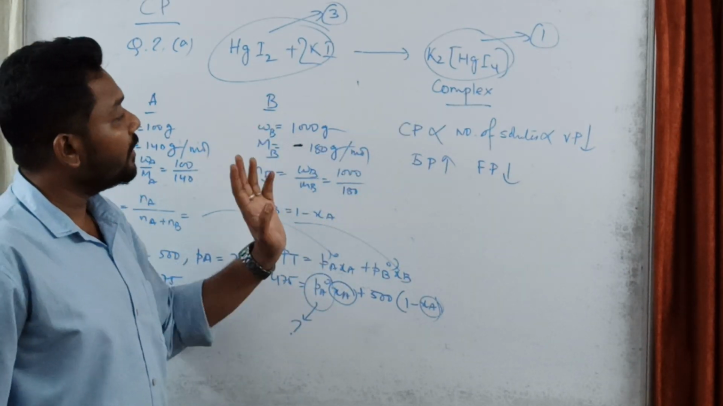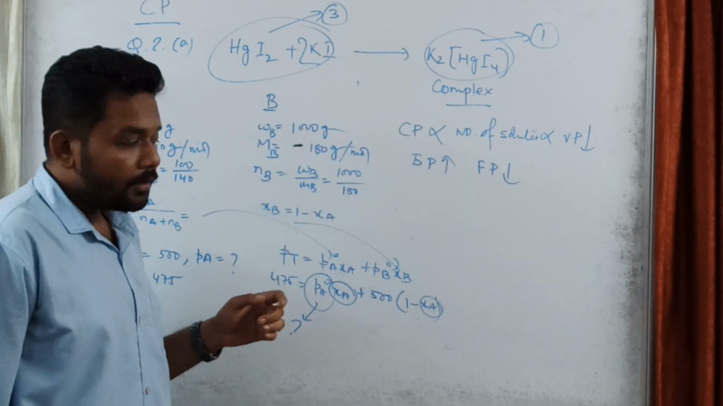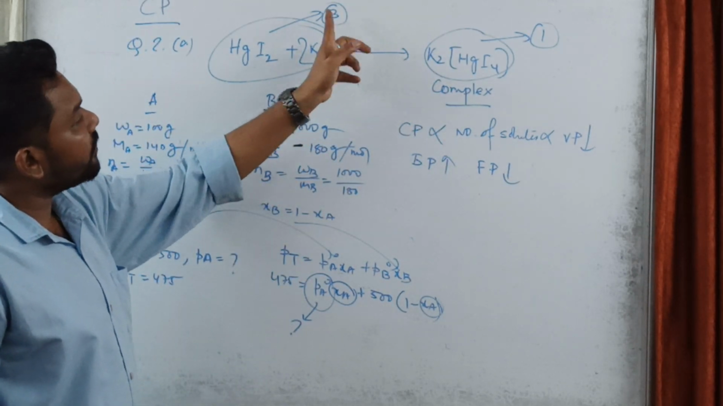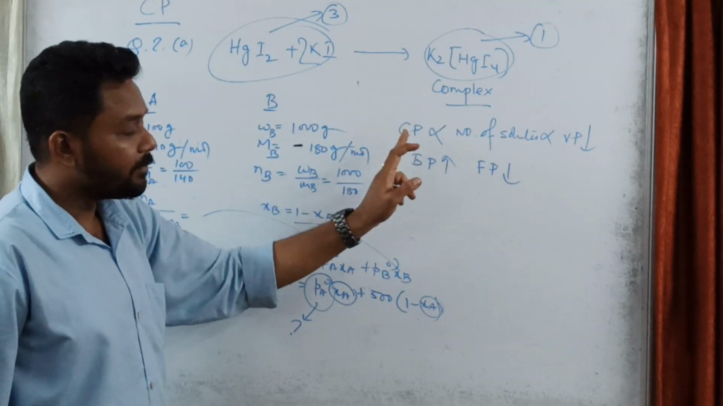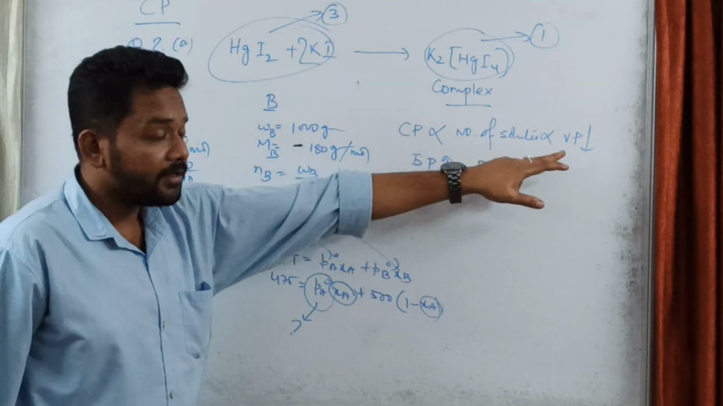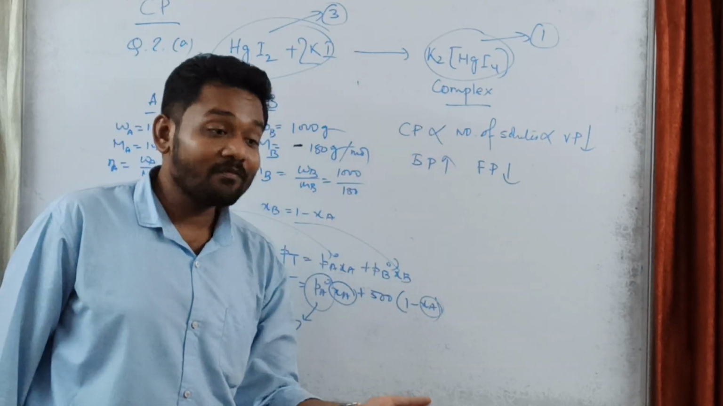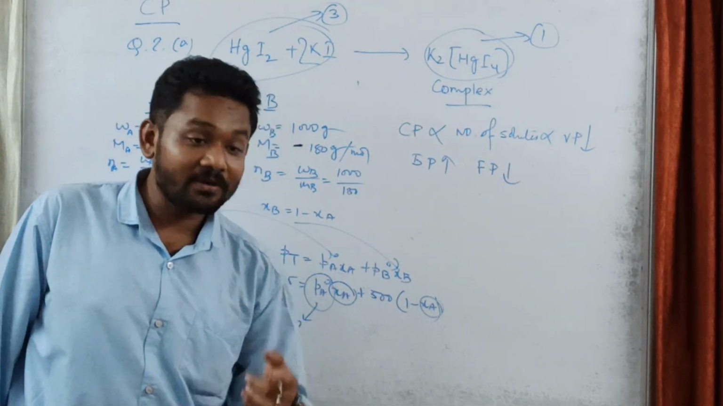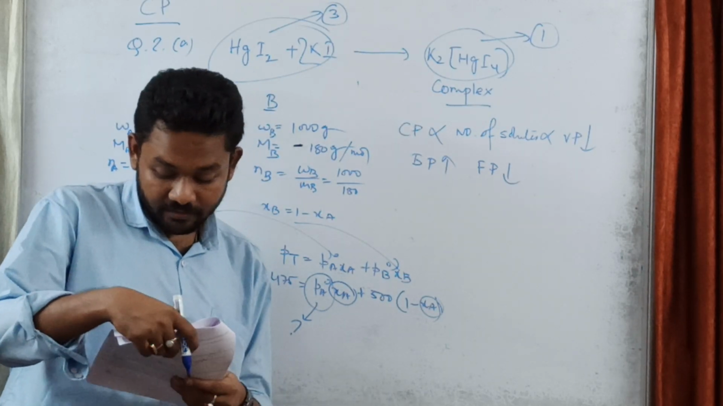But here you can see the number of solutes decreases, from 3 to 1. That means the reverse phenomenon will take place. When the number of solutes decreases, colligative property also decreases. Vapor pressure increases, boiling point decreases, and freezing point increases. So the freezing point will rise. You have seen it is written that freezing point is raised.